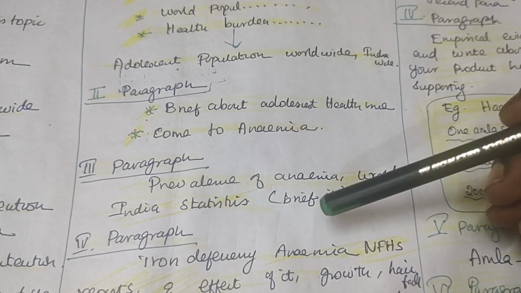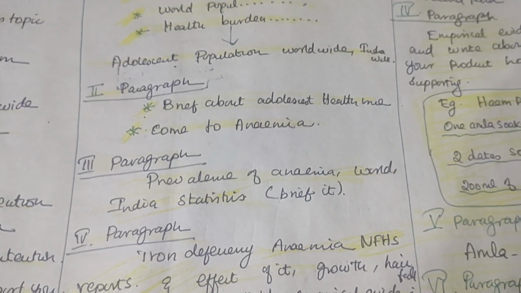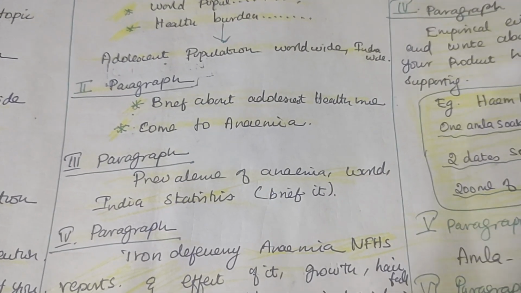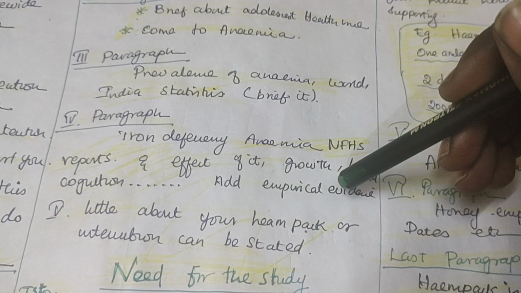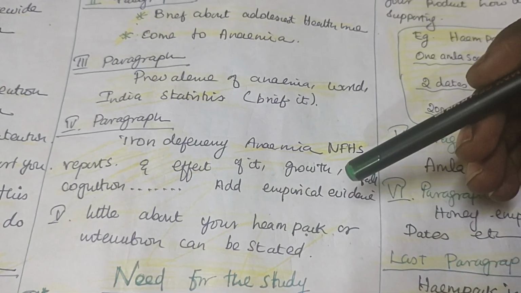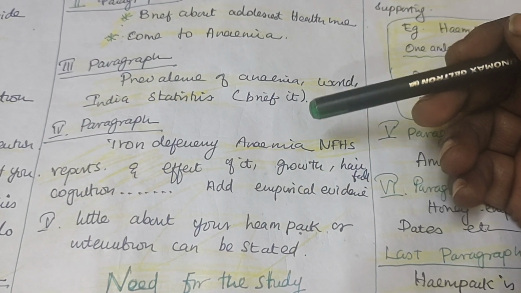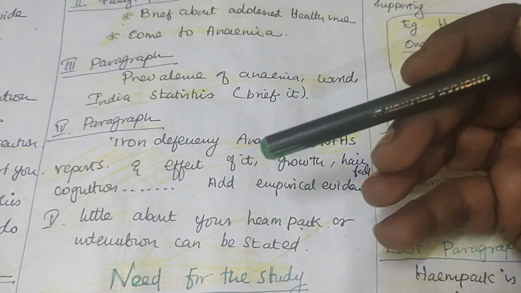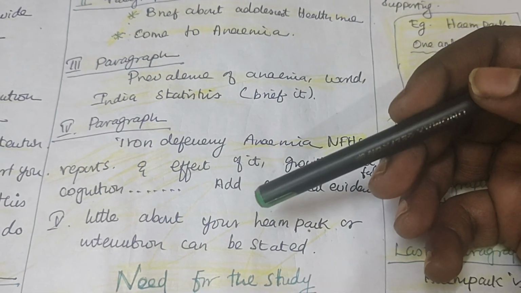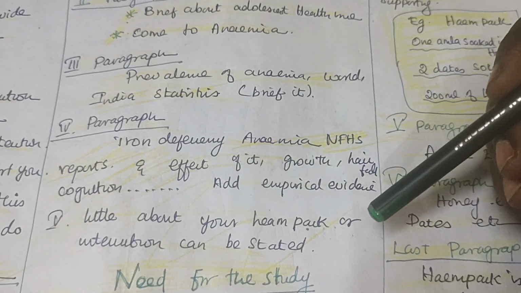So here I am going to speak about the statistics. Statistically speaking, only the research, right? So I will tell briefly how many children are affected. Next, I can be specific to my study, like iron deficiency anemia. What is their growth and how is it affected? Their hair, cognition, mental and physical health, how is it affected? I can write it.